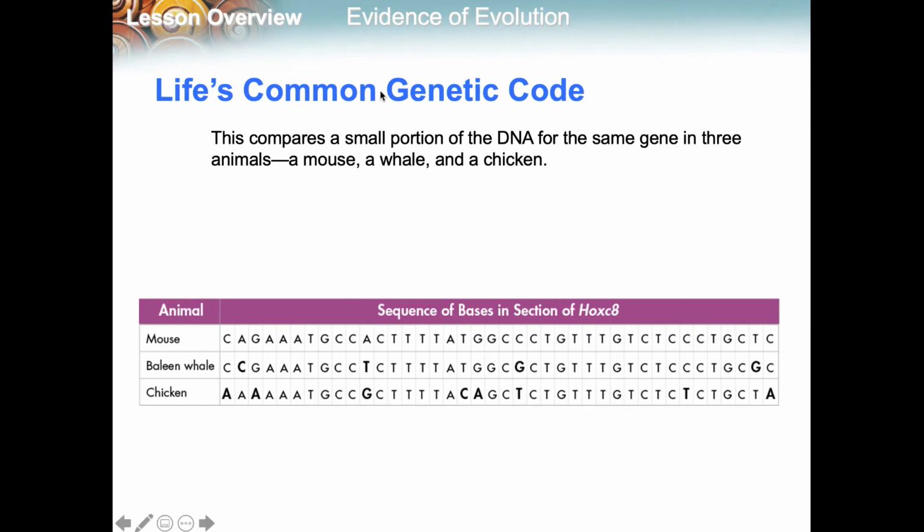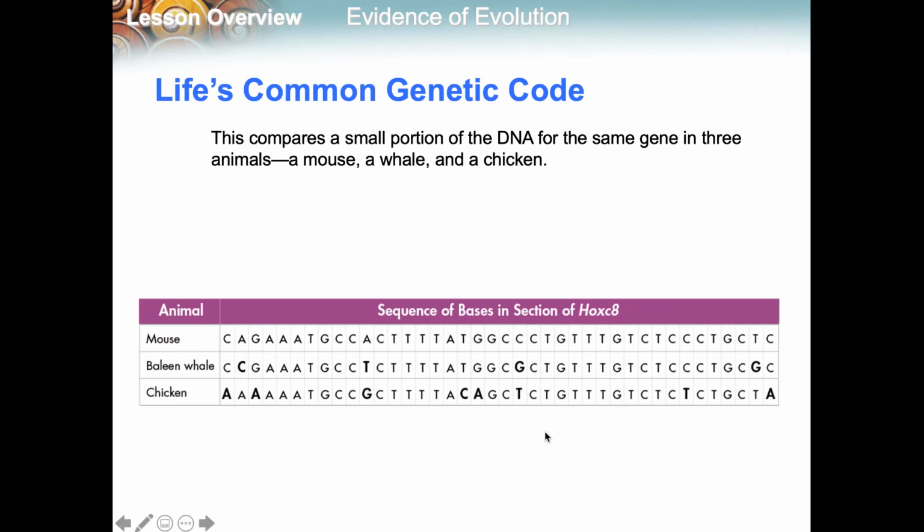So right here, we have a comparison of a small portion of DNA in three animals. This is a mouse, a whale, and a chicken. Now, this sequence of Hox genes is what determines the head to tail ratio. That determines how large that head to tail ratio is. Basically, you have a mouse, very tiny, a baleen whale, way larger, and a chicken, which is not medium size, but it's like small medium.